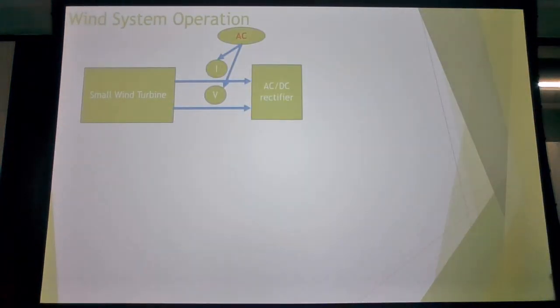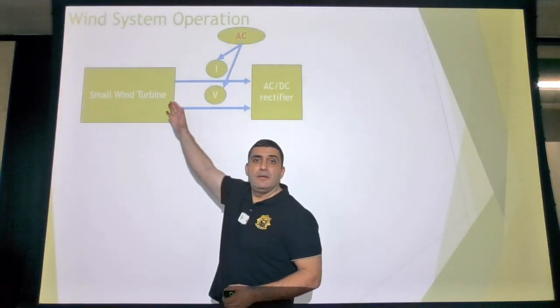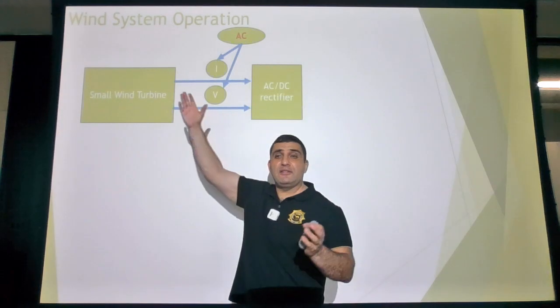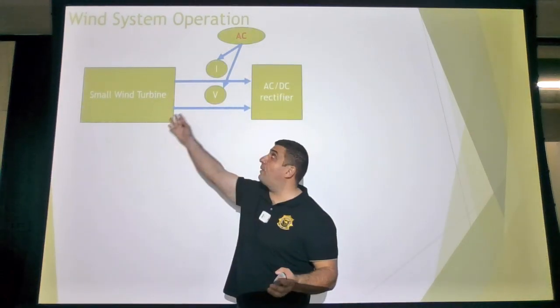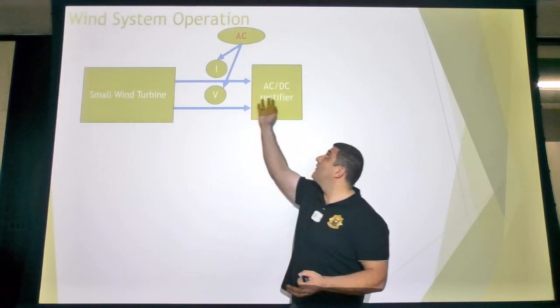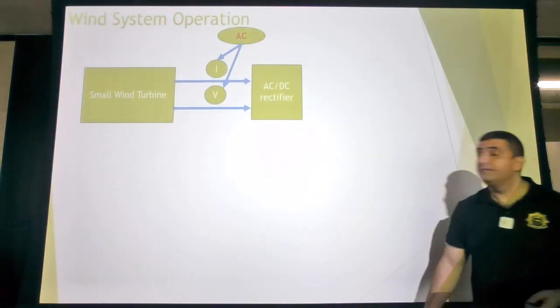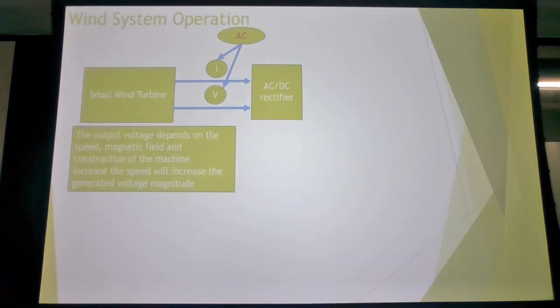Now, when you have a wind system, that's what we spoke about. I told you about the 3 wires that go out of the wind turbine. You have an AC output. So first you will have a rectifier to convert AC to DC.